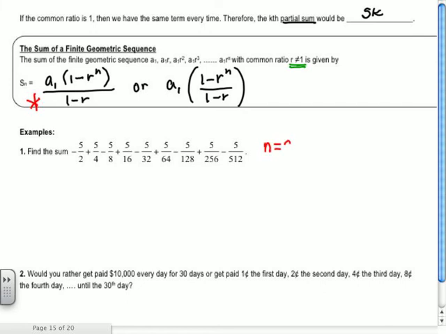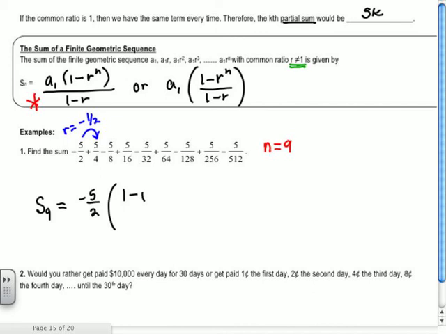So how many terms do I have? 1, 2, ... 9. So n equals 9. There's 9 terms, so I'm finding the sum of those 9 terms. What's your first term? A sub 1. Okay, then I'm going to do 1 minus r to the n.